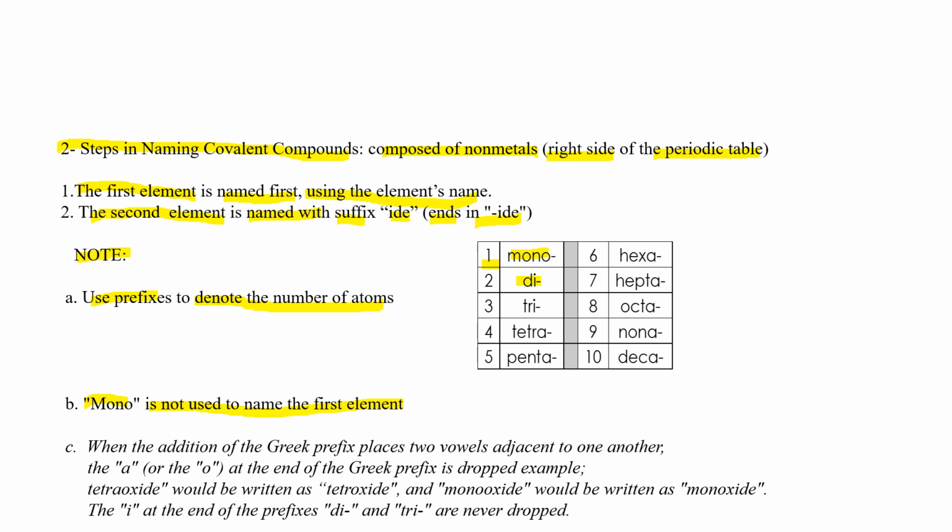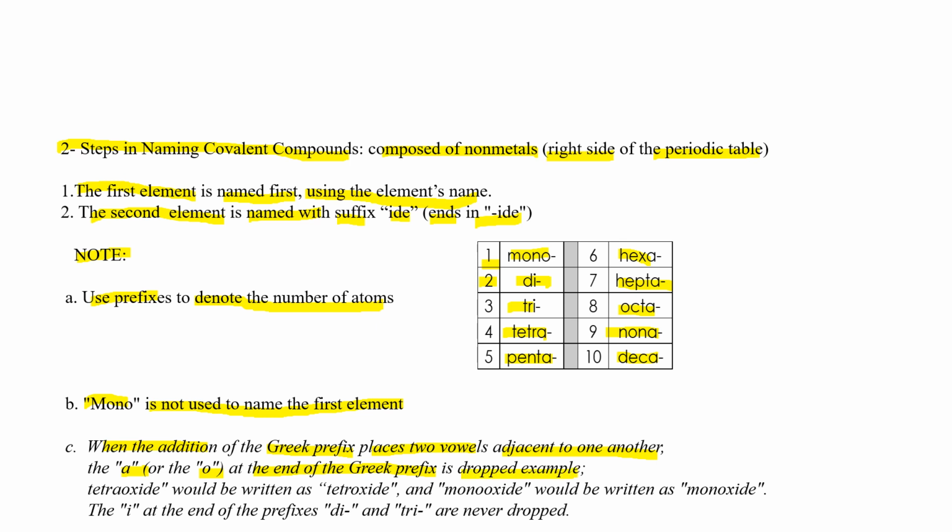So di is the prefix for 2, tri 3, tetra 4, penta 5, hexa 6, hepta 7, octa 8, nona 9, deca 10. When the addition of the Greek prefix places two vowels adjacent to one another, the A or the O at the end of the Greek prefix is dropped.